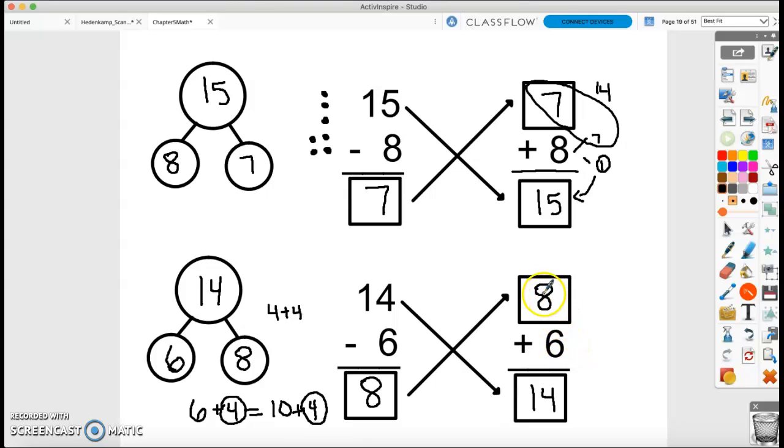So I need 8 to get to 10, so I'm going to split apart 8 into 2 and 4. I can make a 10 right here. 8 plus 2 is 10. 10 and 4 more is 14. Right there. 10 and 4 is 14.